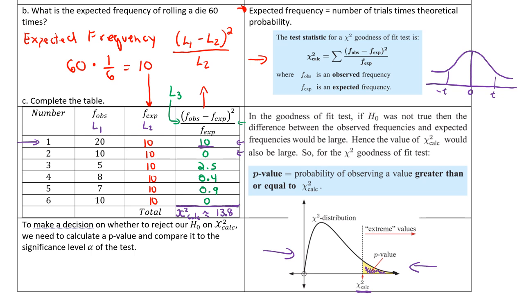So just to read over this sentence here, in the goodness of fit test, if the null hypothesis was not true, then the difference between the observed frequencies and the expected frequencies would be large. Hence, the value of chi-square calc would also be large, so that in the chi-square goodness of fit test the p-value is equal to the probability of observing a value greater than or equal to chi-square calc. So it's basically saying that the area underneath the curve is the probability we are looking for to help us make a decision whether to accept or reject the null hypothesis.